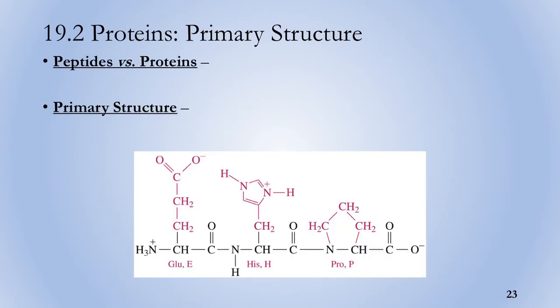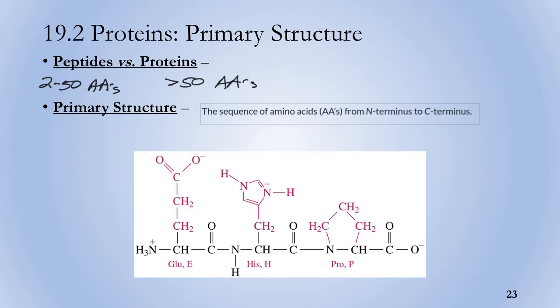So as I mentioned earlier, peptides are between 2 and 50 amino acids long, and proteins you're going to have greater than 50 amino acids. So that's just the difference, is the length of the chain. The primary structure of a protein is simply the sequence of amino acids from N-Terminus to C-Terminus.